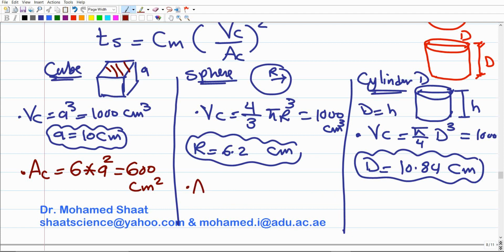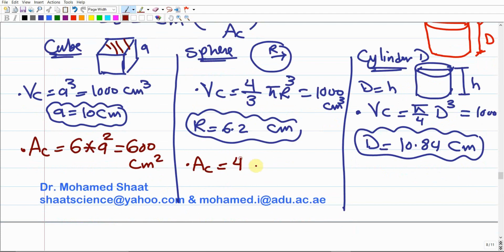How about the surface area of the sphere? The surface area of the sphere is 4 times the area of the circle, which is 4 pi R squared. R we got as 6.2. If we did the calculations, we end up with 483 point something centimeter squared. This is the surface area of the sphere.